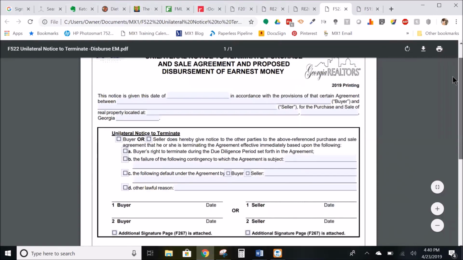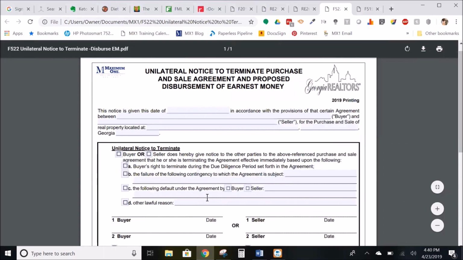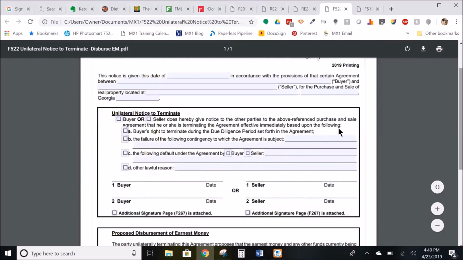But again, this is unilateral, so it means you only need one party's signature, and that's why it has the "or" right here. So how you would fill this out is you give the date of the notice, the buyer's name and the seller's name, the property address. Now, you are going to complete, is it the buyer who is terminating the contract or the seller who is terminating the contract? And then you simply fill out this reason, check one of these boxes.